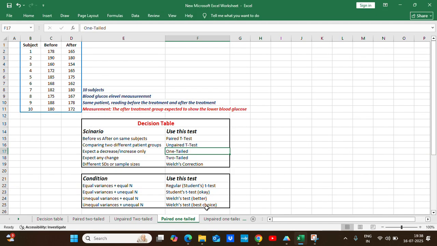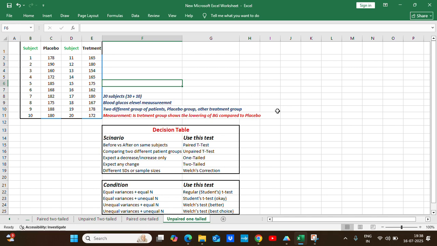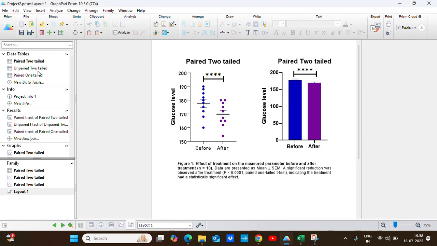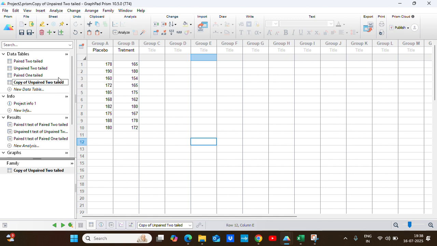Now let's take the example of unpaired one-tail. The word unpaired signifies that we have two different sets of subjects. And one-tail, because we are only interested in seeing whether the treatment group is showing an increase or decrease. So here we are interested in showing that the treatment group is showing a decrease. Okay, treatment. So I will copy this sheet. So this will be unpaired one-tailed, right, placebo and treatment, right?